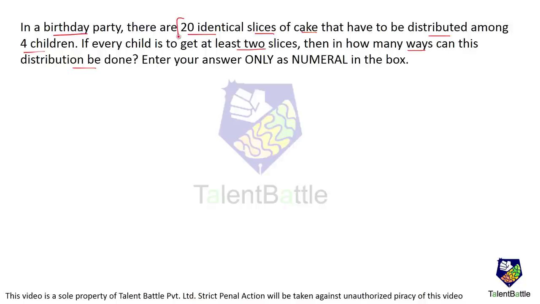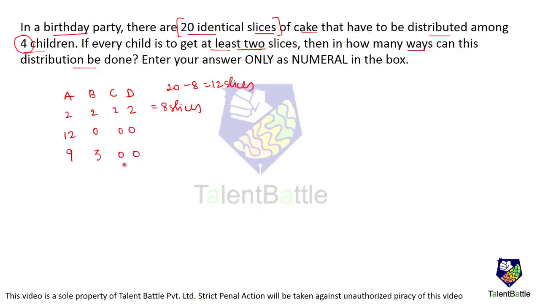Now over here the most important part is 20 identical slices have to be distributed among 4 children such that everyone gets at least 2 slices. So if there are 4 children A, B, C and D, everyone gets at least 2 slices. After these 8 slices, how many remain out of 20? When 8 go, only 12 remain. These 12 slices can be distributed among these 4 in n number of ways. It can happen that all 12 slices are given to A and the rest get 0, or they get 9, 3, 0 and 0, or everyone can get 3, 3, 3, 3. Any possibility is there.